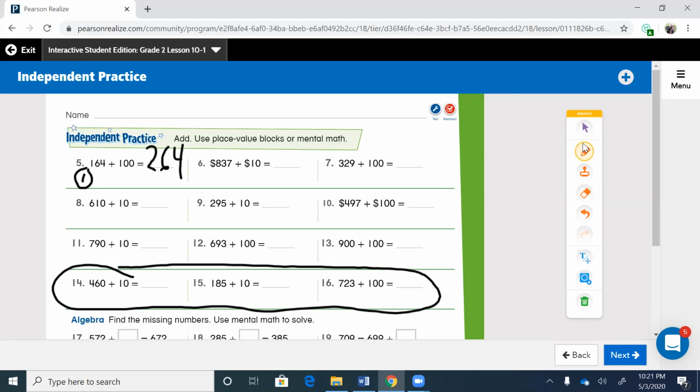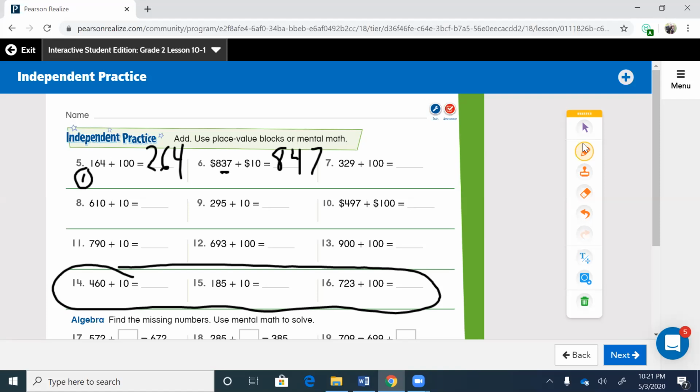837 plus 10. All right, the tens digit is the 3. The 8 stays the same. The 3, you have to add 1 more. 3 plus 1 is 4, and the 7 stayed the same.